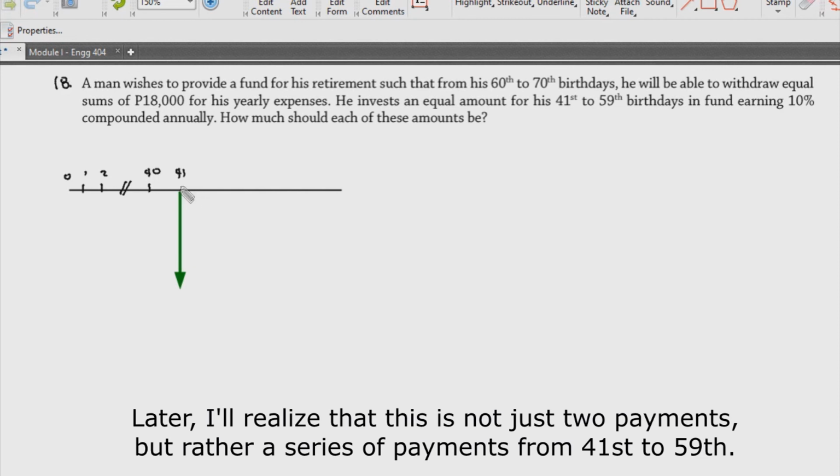He invests. Okay? And then let's have 42 here, so he doesn't invest, and let's just have some time skip. So let's do 58, and then 59. So we have 58, and then at 59 he invests again the same amount. Okay, so hopefully you can see our cash flow. So on his 41st birthday, he invested, so our arrow is arrow down.